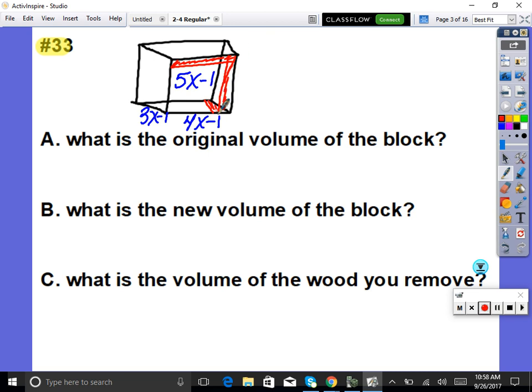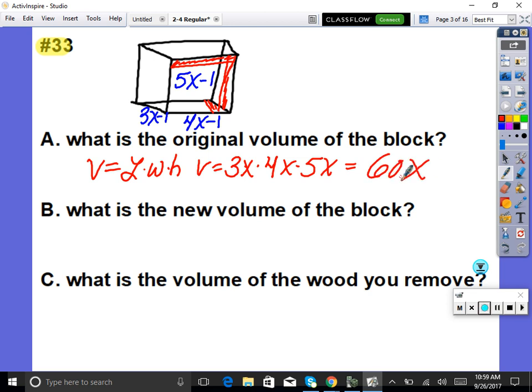So in A, it says, what's the original volume of the block? Before you took off that unit, what was our volume? So what would it be? Length times width times height, right? So the original was 5x times 3x times 4x. Perfect. 3x times 4x times 5x, which equals 60x to the third. Right?